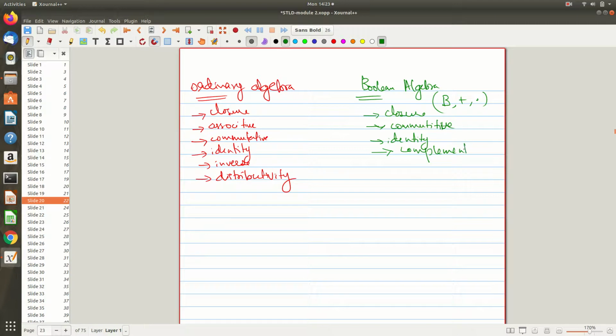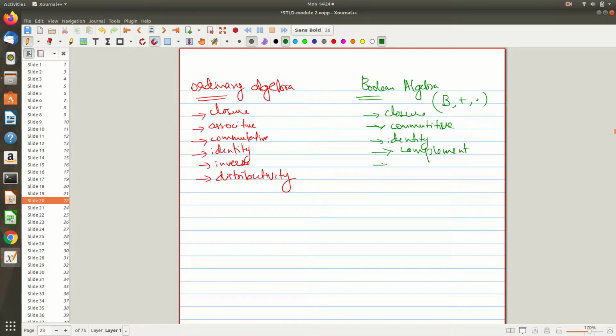Complement and inverse are two different concepts, keep that in mind. Inverse means an element and its inverse should give you the identity element of the same operator. But here, the element plus its complement will give you the identity of dot. Similarly, the element dot its complement will give you the identity of plus. So, that is not the same as inverse.